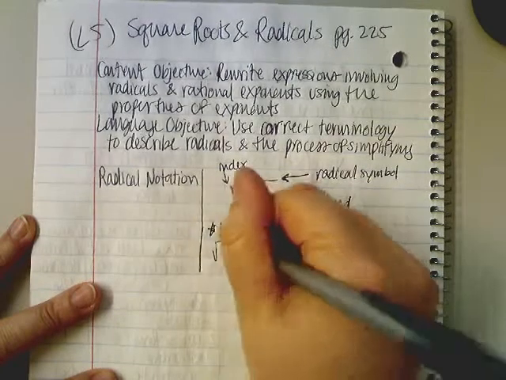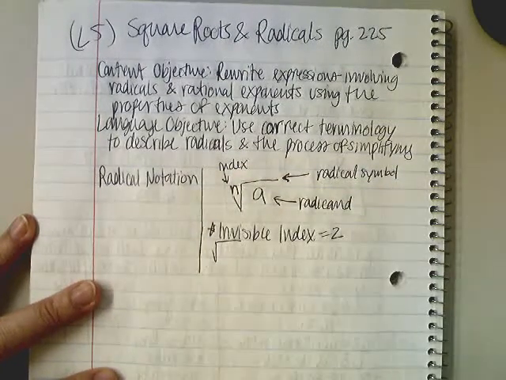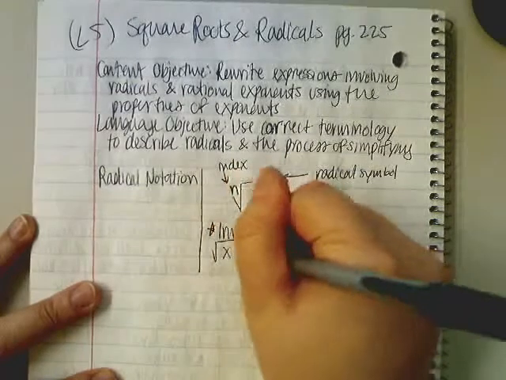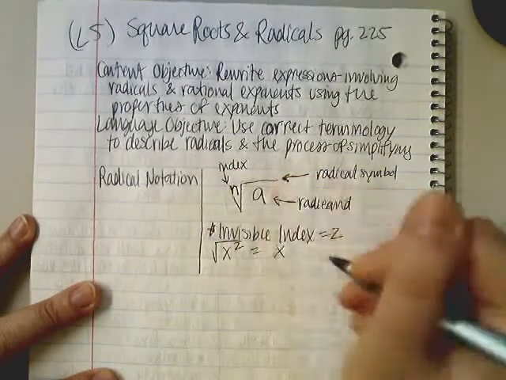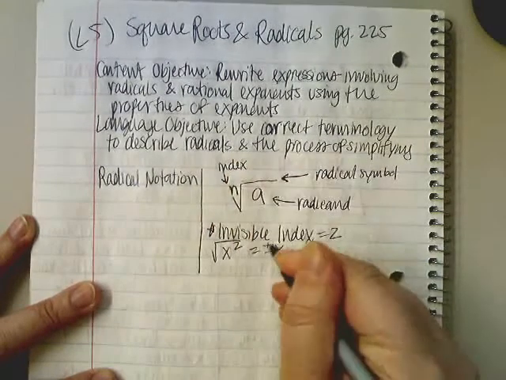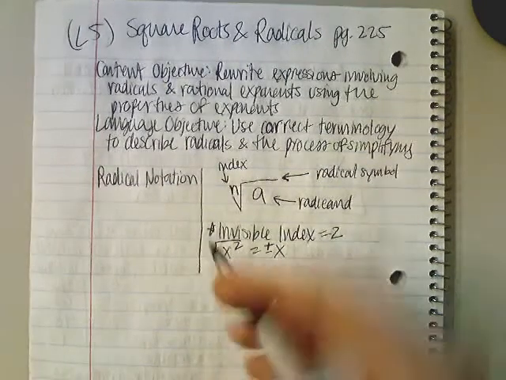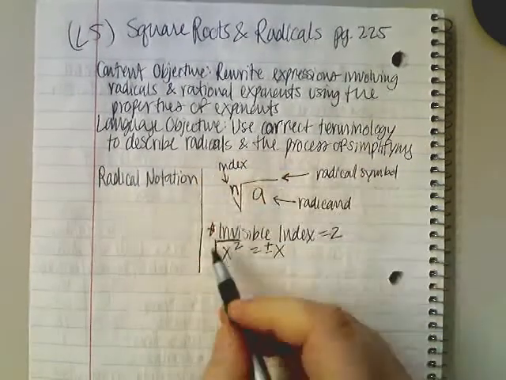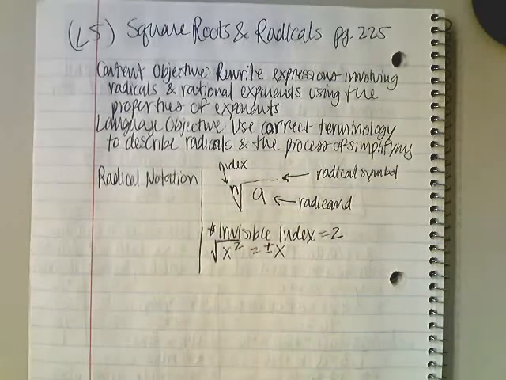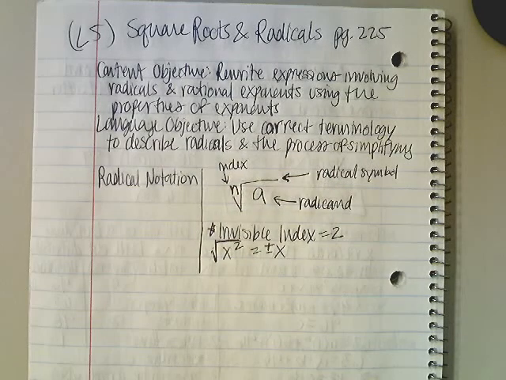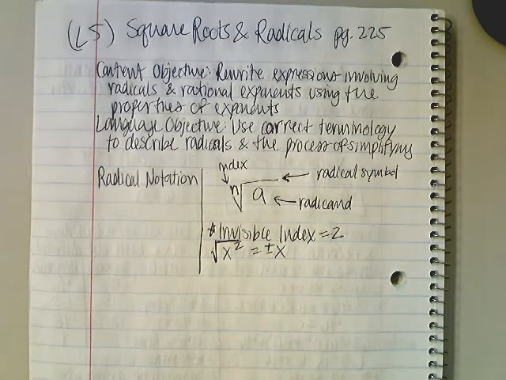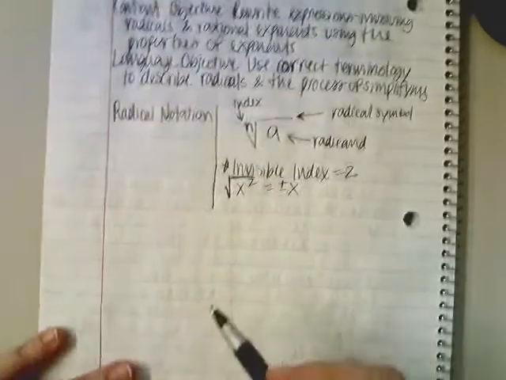So the square root is written like this, and the square root of something like x squared is equal to x, or plus or minus x. We'll talk more about the positive or negative values later on, but for now, the key thing I want you to remember is when we don't have an index written, it implies that it is 2, or the square root of the radicand. So why are we talking about this?